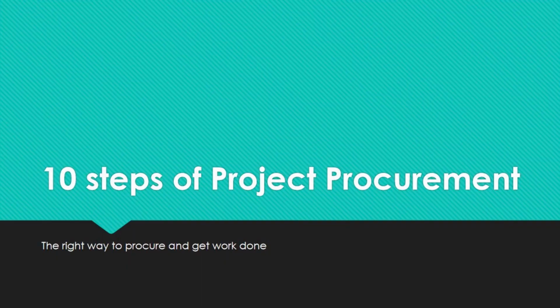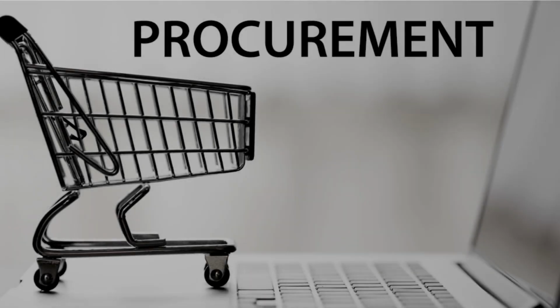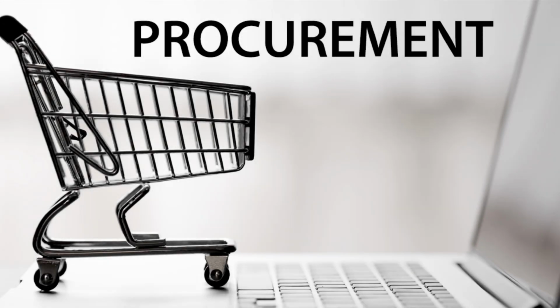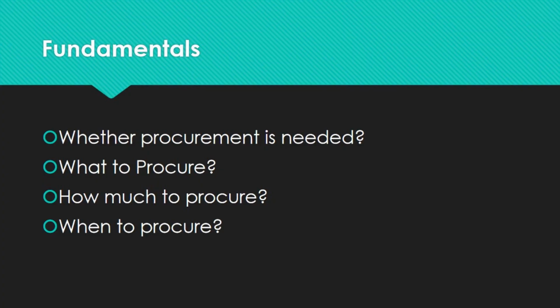Today in this video we'll talk about project procurement and how to do that in 10 easy steps. So let's dive in straight. Procurement basically means to buy something, to shop for a service or a product. On a fundamental level, you need to understand whether procurement is needed, what you need to procure, how much to procure, and when to procure.